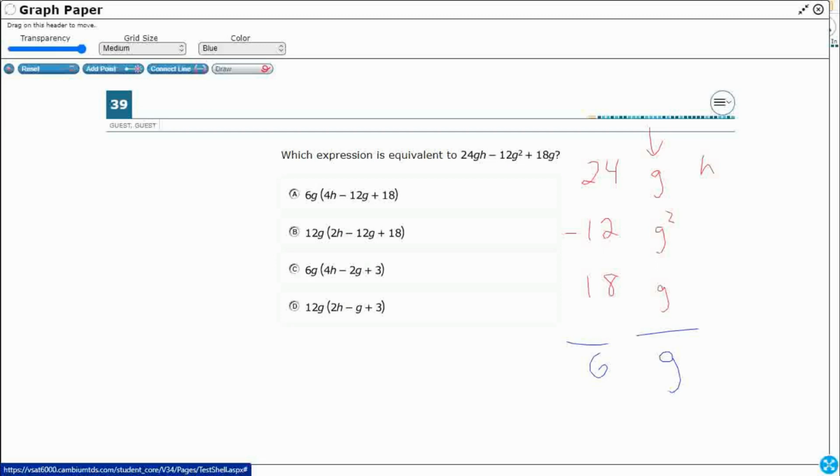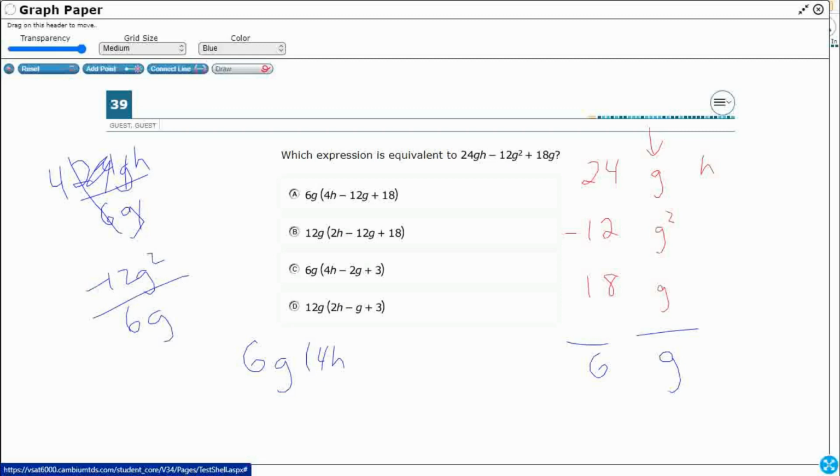So what happens then if I pull out a 6g? What I need to do is divide each of these three terms by 6g. So 24gh divided by 6g is going to be 4, and the two g's cancel, so it's just going to be 4h. Now I've got my negative 12g squared. Divide that by 6g. That's going to be negative 2, and g squared over g just becomes g. So minus 2g. Then I've got my 18g.